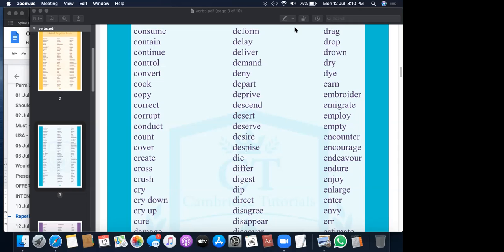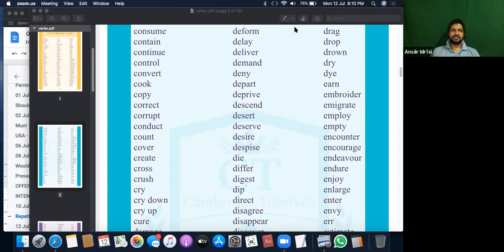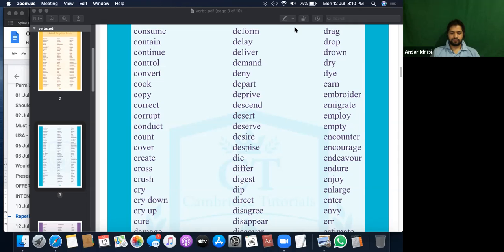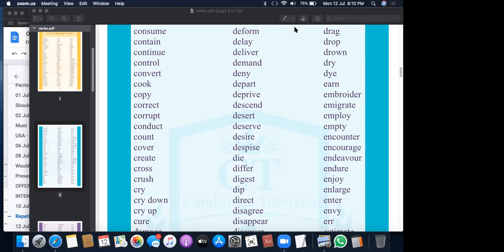Yes, you used to compare. Did you used to compare? You didn't used to compare. Compare. Next. We used to digest. Did we used to digest? We didn't used to digest. Digest. Next. We used to improve. Did we used to improve? We didn't used to improve.